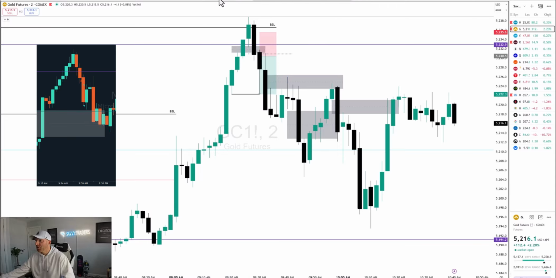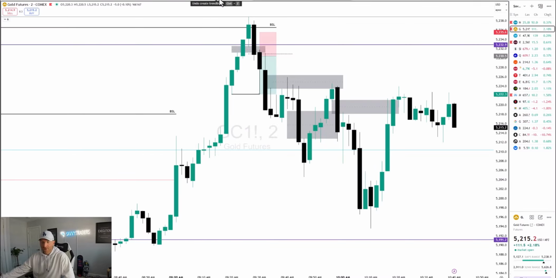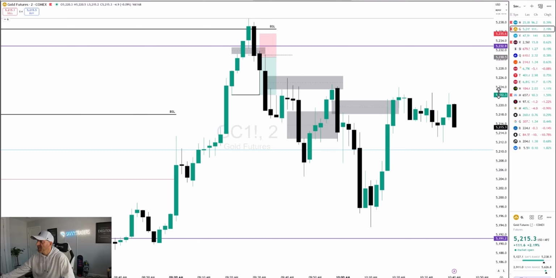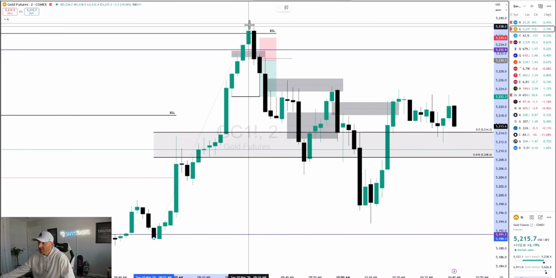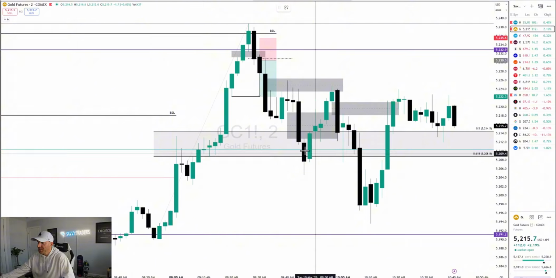I'm not looking for big moves right now with the way the market is, you guys. Like, take what you can get. You know what I mean? Like, obviously, where would my full TP for this be? Well, my full TP would be discount. So this swing low to this swing high. This would be my full TP right here.